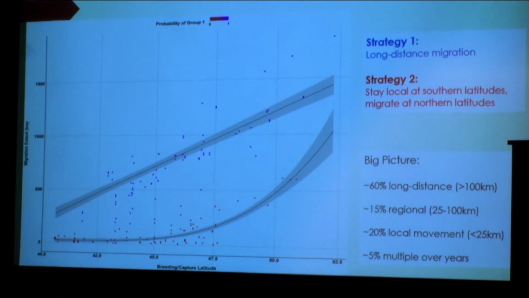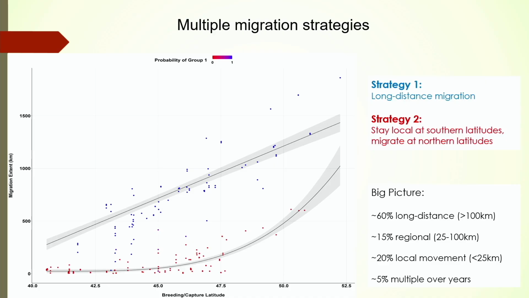The other thing David did was classify birds depending on how far they moved, and found that 60% of the individuals moved at least 100 kilometers, which we referred to as long-distance migrants. 15% made regional movements, 25 to 100 kilometers, and then 20% had just local movements less than 25 kilometers, and then 5% sort of changed what they did over time.